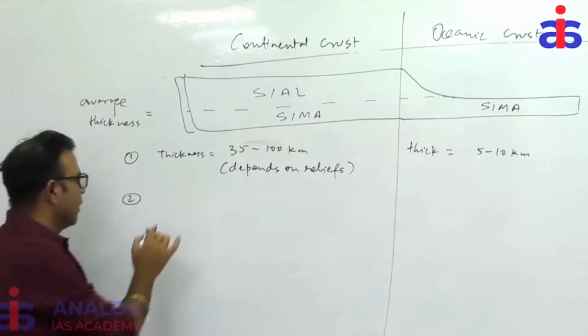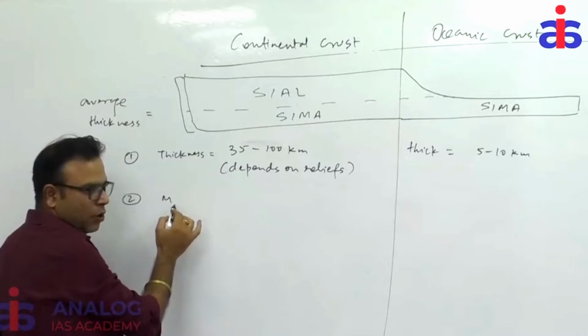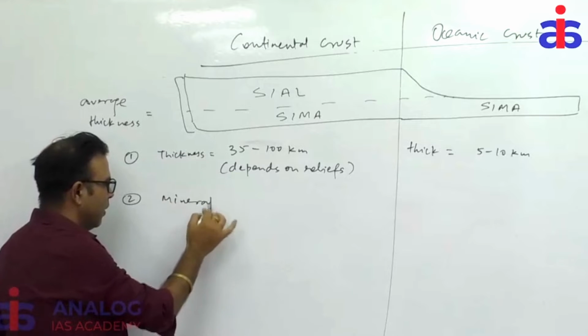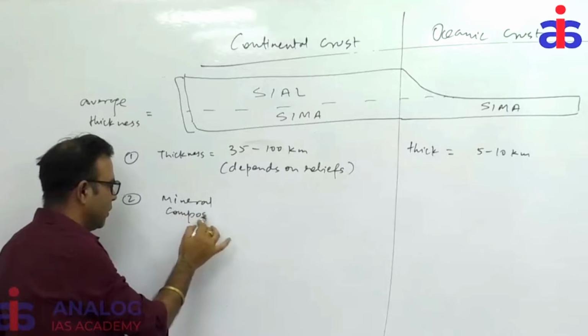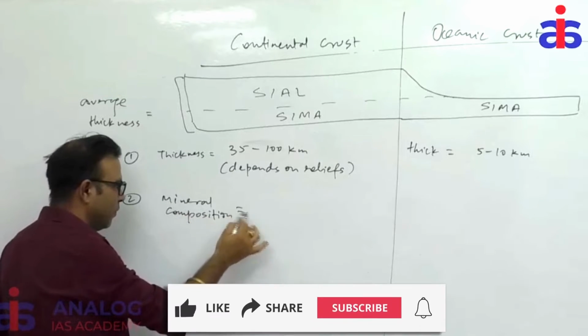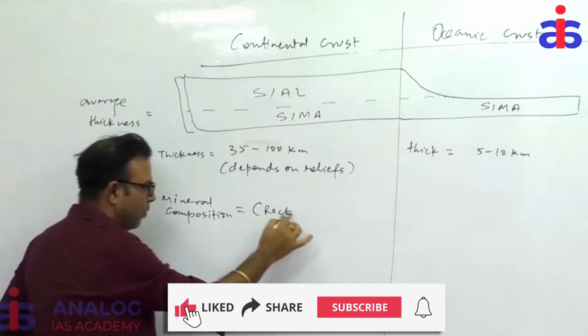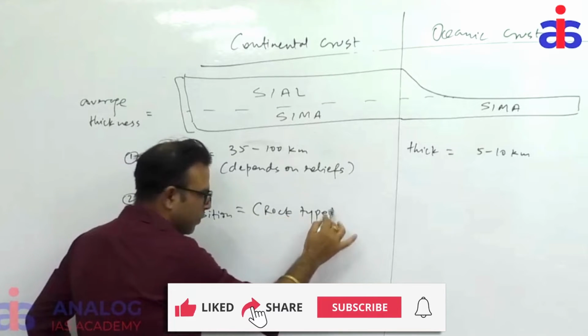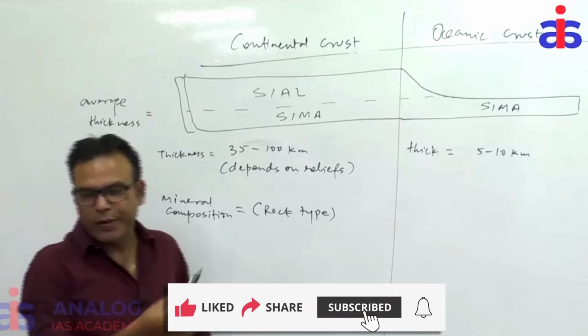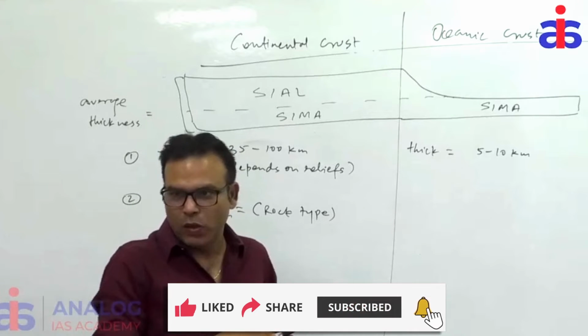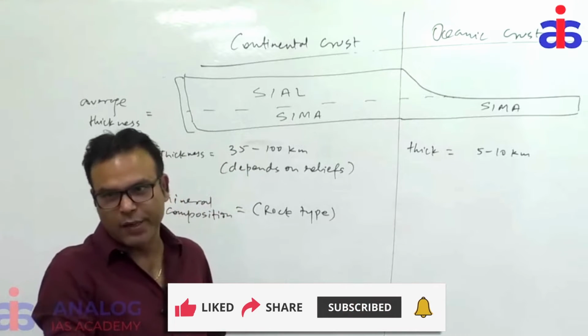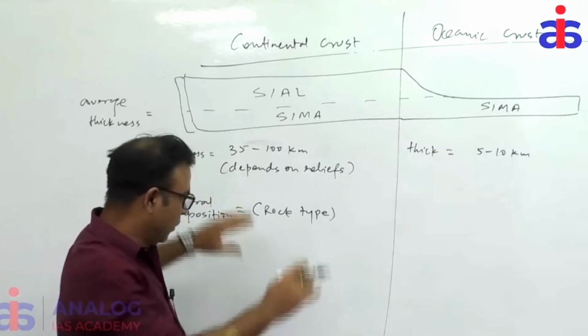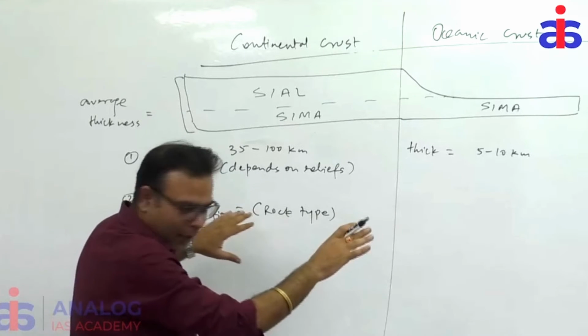So next, material composition or mineral composition, or the rocks by which it is made up of. Rock type. The rock types of land and the rock type of the oceanic crust are different. Both are igneous rocks. Both are which rocks? Igneous rocks.